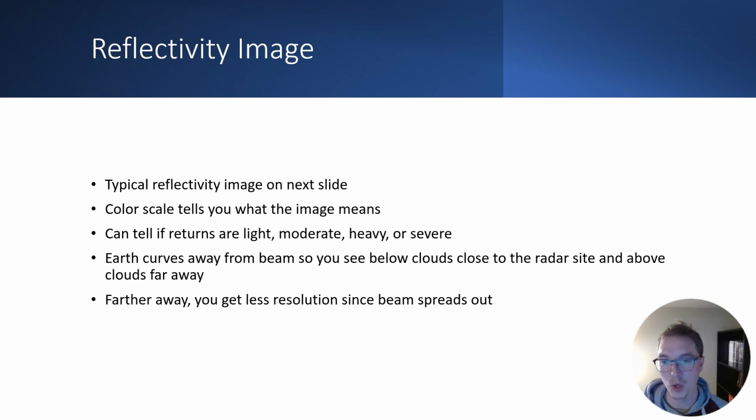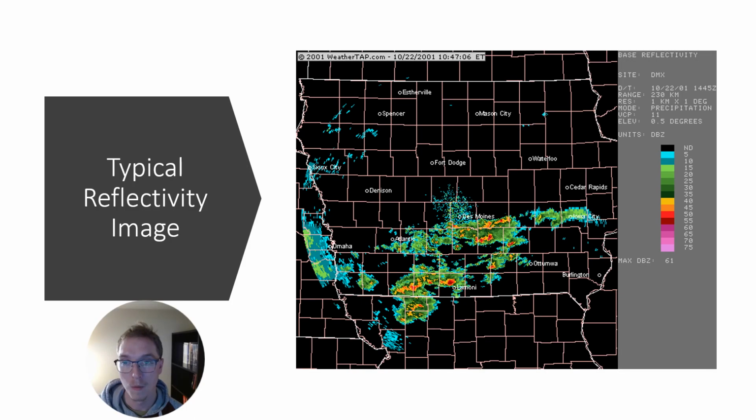You can tell if the returns are light, moderate, heavy, or severe. Earth curves away from the beam, so you see below clouds closer to the radar site and above clouds farther away. And further away, you get less resolution as the beam that is being used to measure this spreads out. So here you can see a typical reflectivity image. One thing you can notice is it's always cut to this circular pattern that we see right around here. The central point would likely be Des Moines, and we can see this circular pattern around here.